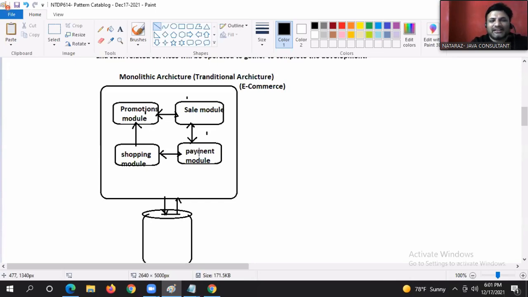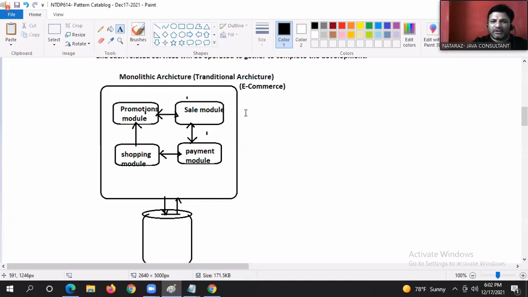Someone liked my shopping module. Can I give the shopping module to those people, guys? No. I should be in a position to use all modules together. Can I divide and use them? No. This is the monolithic architecture, guys.